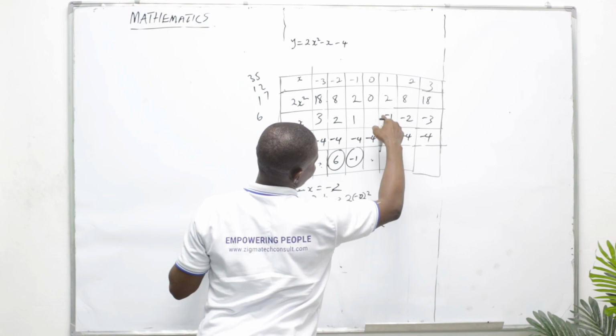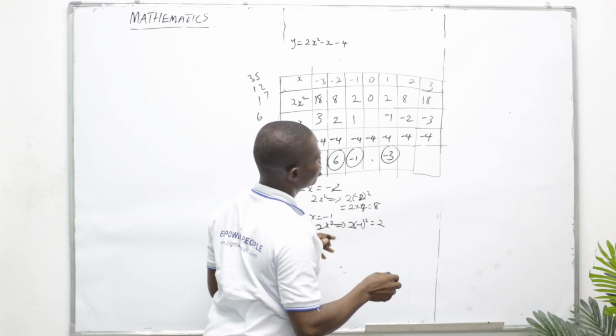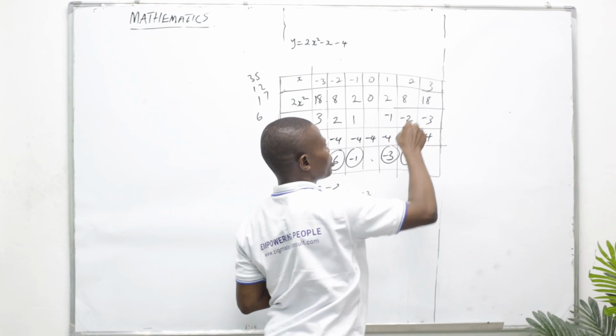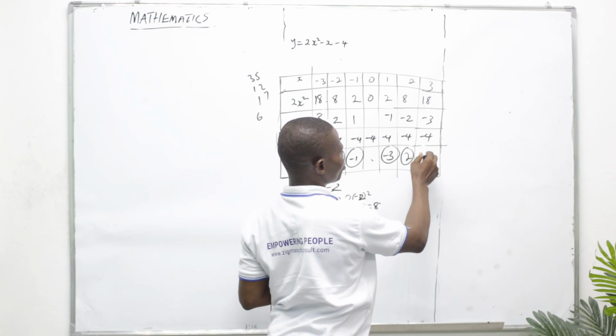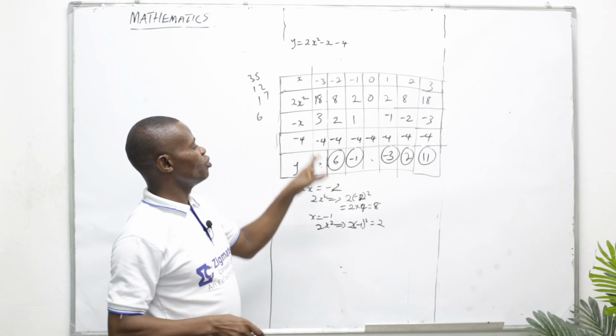2 minus 1, 1. 1 minus 4, minus 3. Circle it. 8 minus 6 is 2. Circle it. 18 minus 3 is 15. 15 minus 4 is what? 11. You also circle it. So you are done with this method.